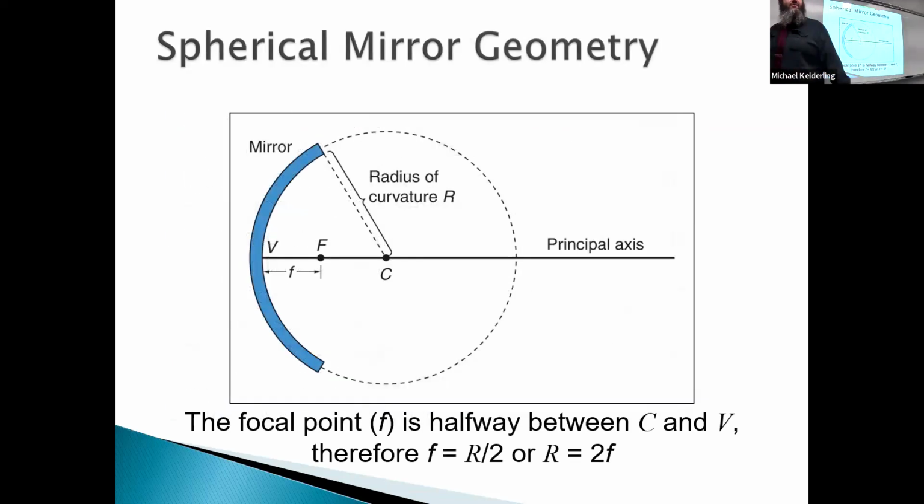So here's a drawing of it. You have a sphere. Focal point is here, one focal length away from the vertex. Here's the center of curvature. And the focal length equals half the radius.